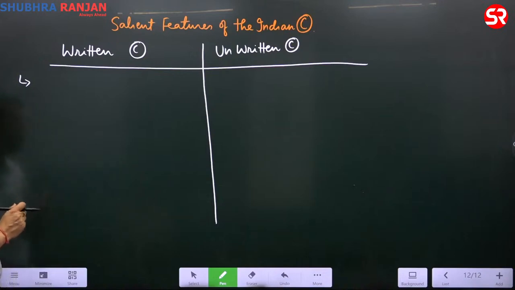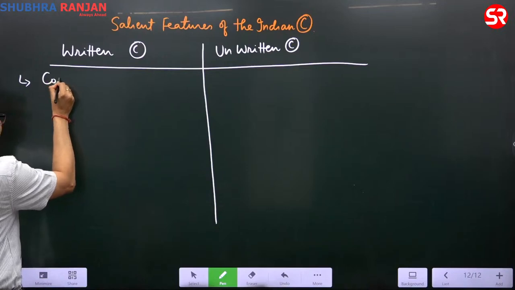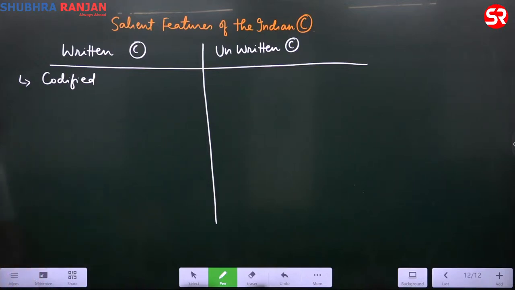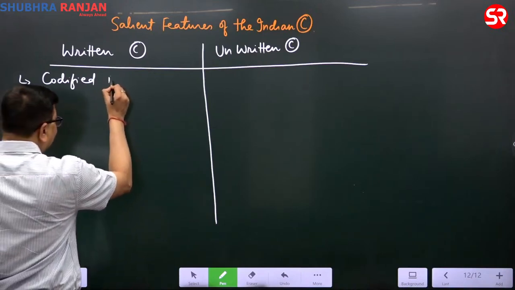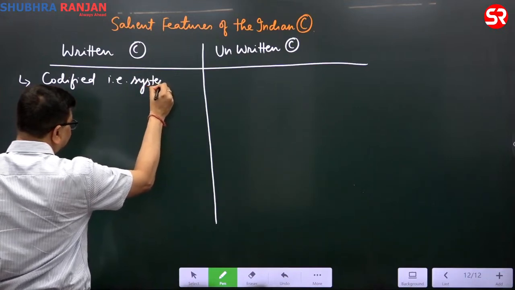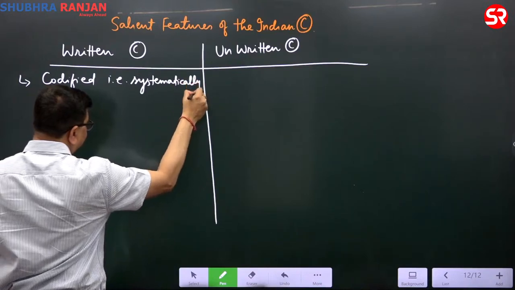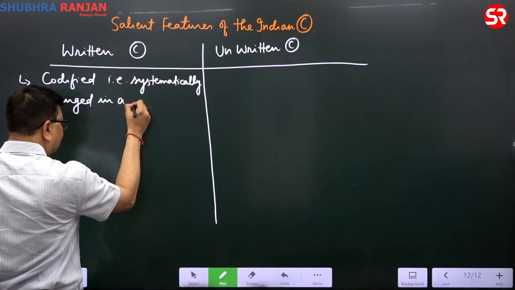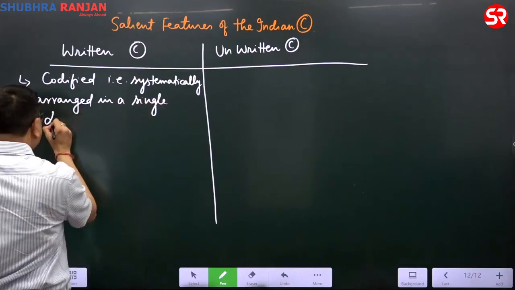A written constitution is that constitution the provisions of which have been codified, that is, systematically arranged in a single document.